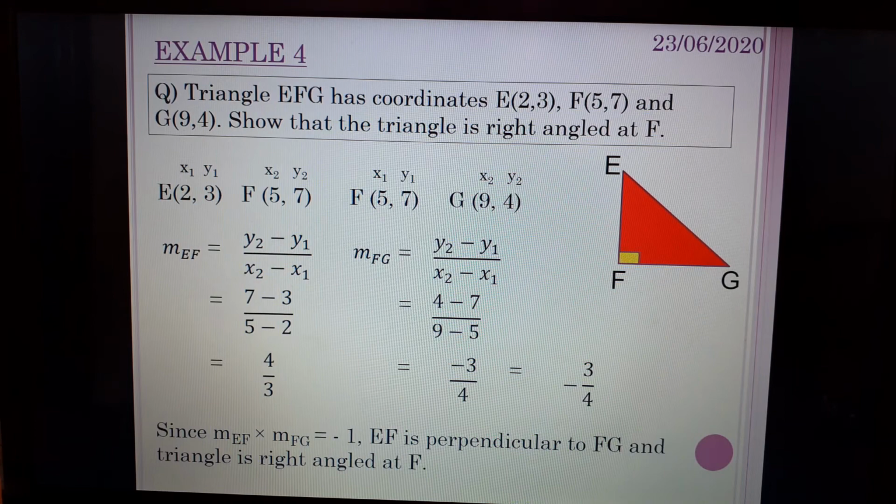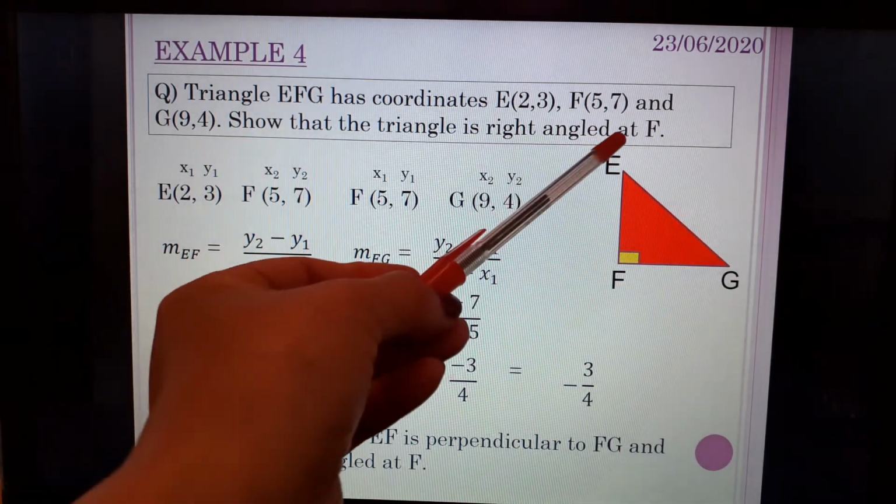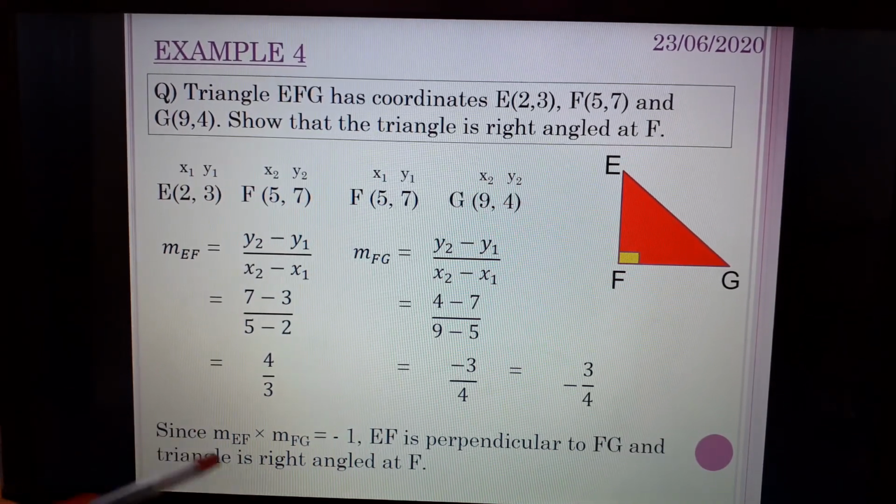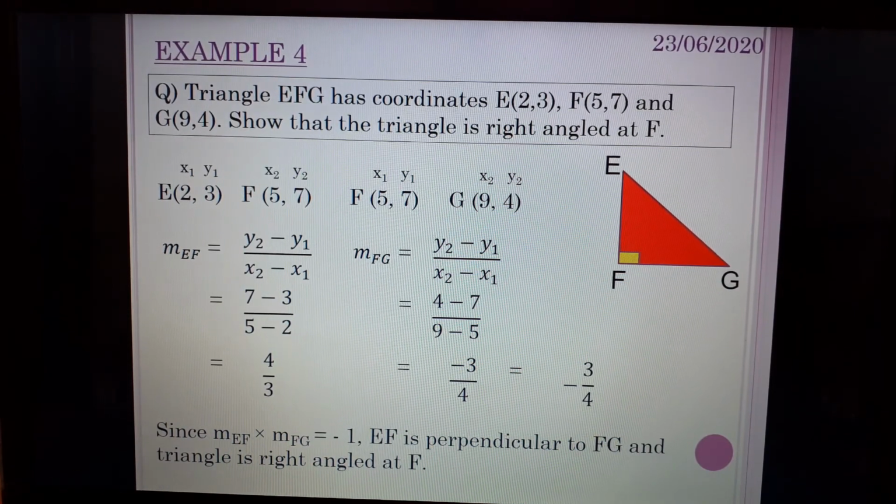So we're going back to the original question to use the wording of the question: show the triangle is right angled at F. So we finished with that sentence at the end there. But we have to know that that means that we're working out that gradients have to be perpendicular, and we're using this little connection here to prove that. And we can see here those two numbers multiplied together would be -1.